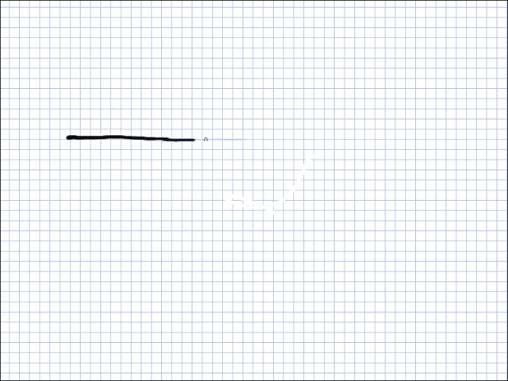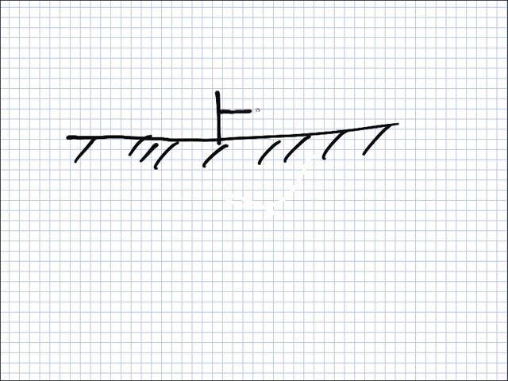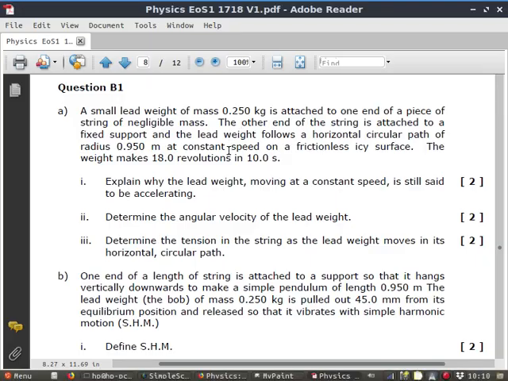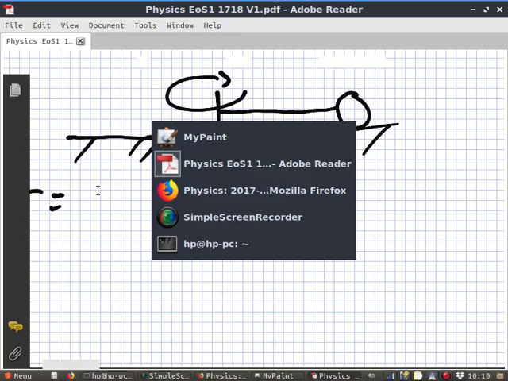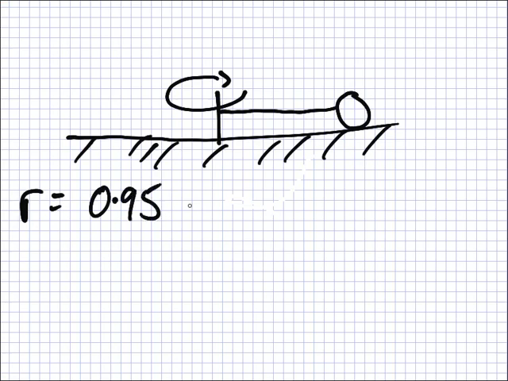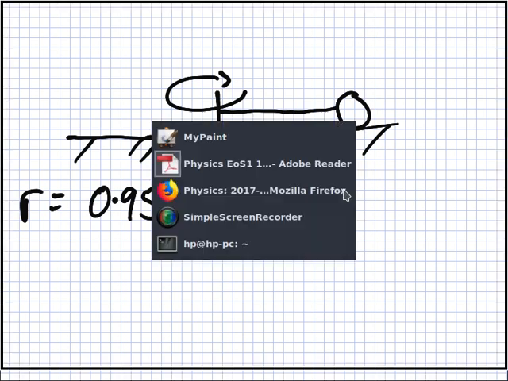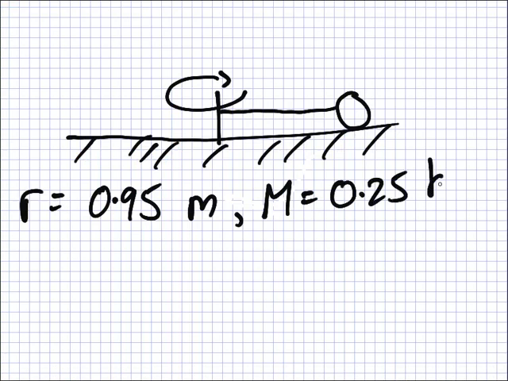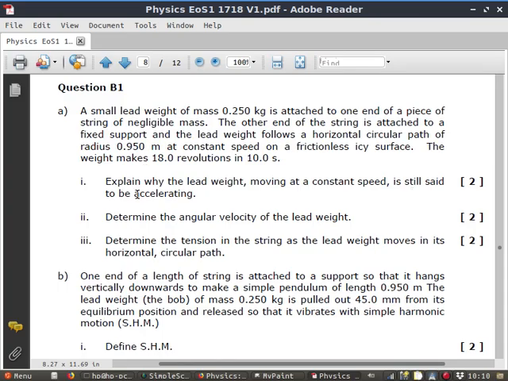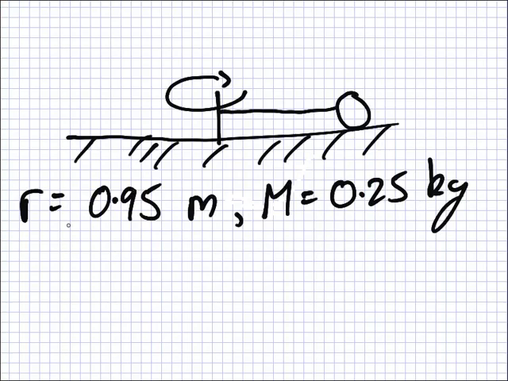Okay, so what you have is you have this icy surface, and you have this weight spinning around, like on the tabletop like this. And let's see, the radius is 0.95. The mass is 0.25. 18 revolutions in 10 seconds means in 1 second it does 1.8 revolutions. So the frequency is 1.8 hertz.